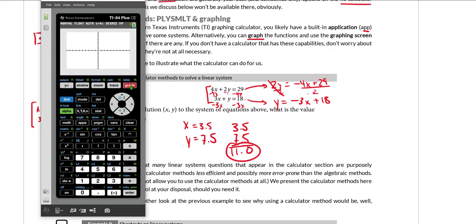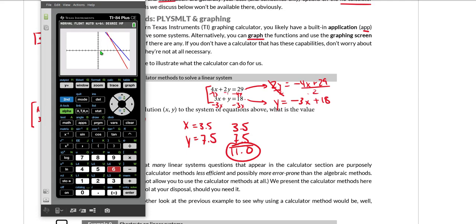I'm now going to go to graph, and I'm going to see something that looks like this. By the way, if your window does not look like mine, you should hit zoom, and you should hit ZStandard, number 6. And that should make your screen look exactly like mine. And now we are going to try to find this point of intersection exactly.